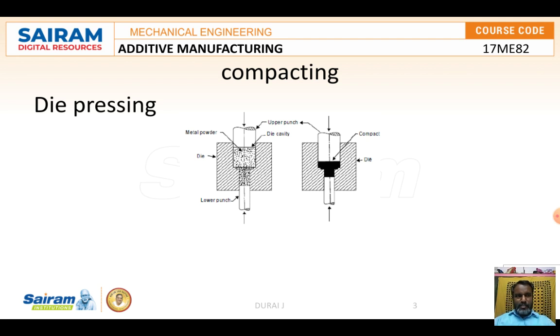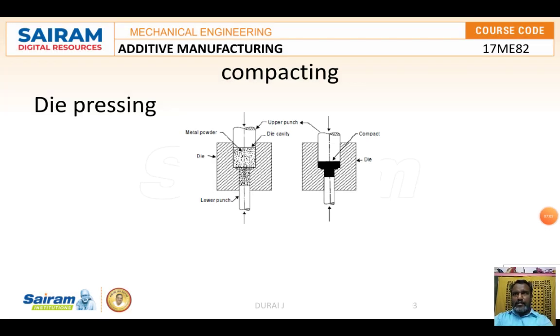These are the basic components of the die pressing machine. That is the hydraulic mechanism, which applies the pressure. A die of adequate strength has a cavity of the desired shape and dimensions. There is a feeding device, as well as the upper and lower punches, which are used to apply the pressure. They can assist in the ejection of the green compact.